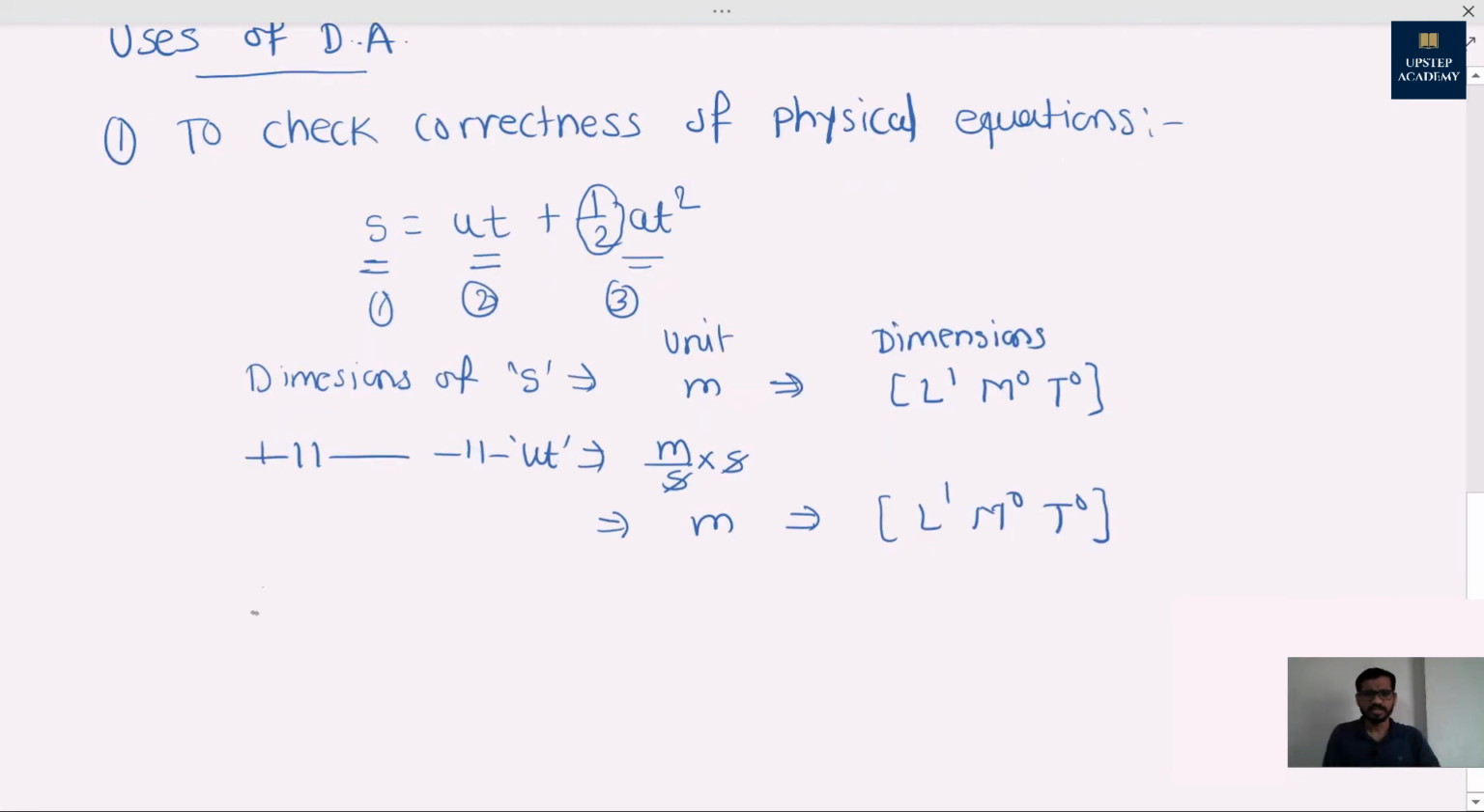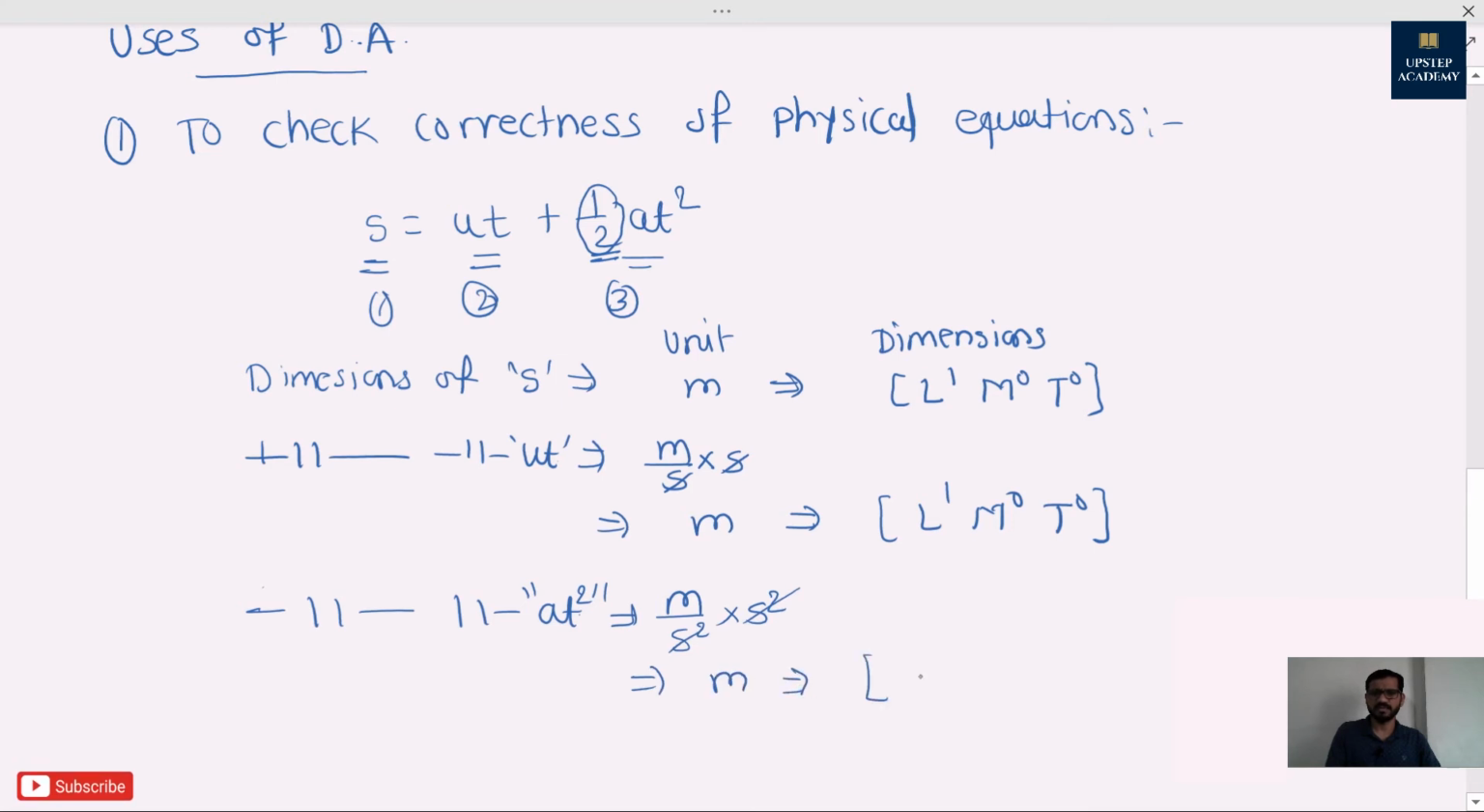Okay, let's go for our third physical quantity, that is (1/2)at². As I already told you, this 1/2 is a constant which is dimensionless, and we don't have to consider it while doing dimensional analysis. So what will be the unit of it? The unit of acceleration is meter per second square, and this time square is nothing but second square. So the second square gets cancelled, and ultimately its unit will become m, and its dimensions are eventually L raised to 1, M raised to 0, and T raised to 0.